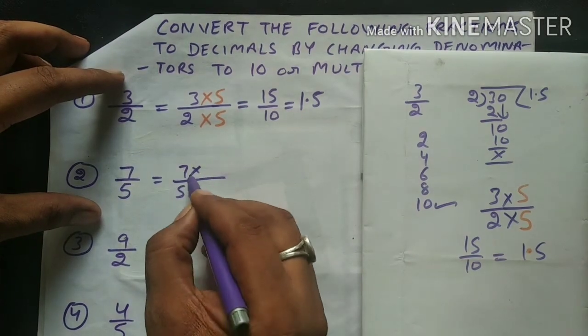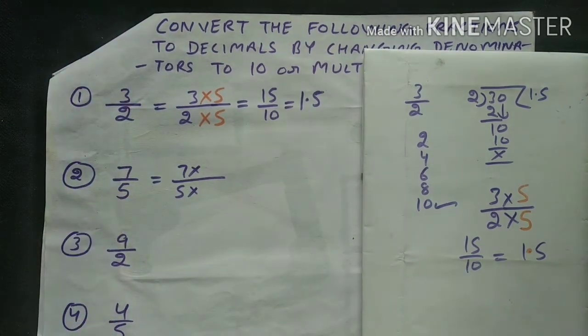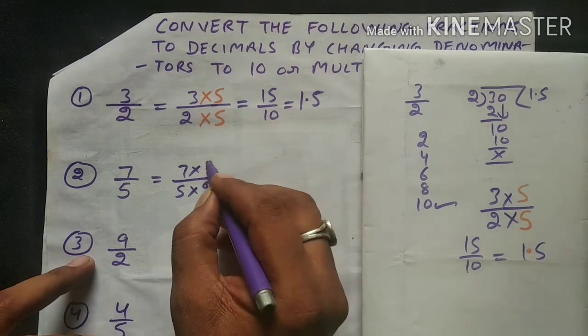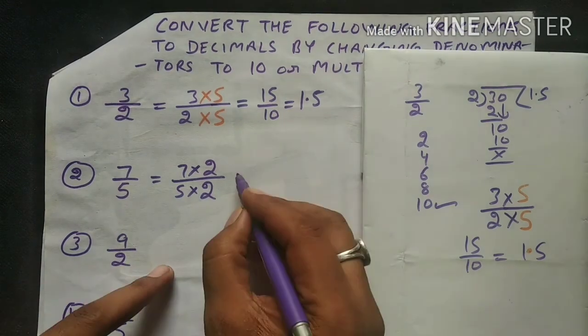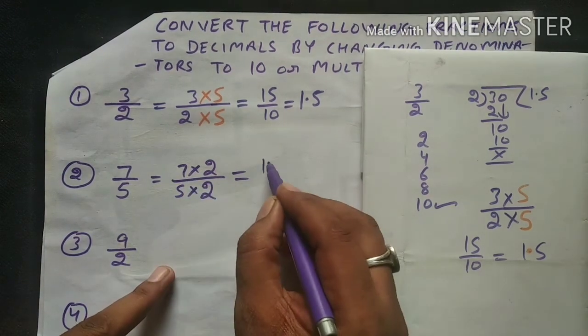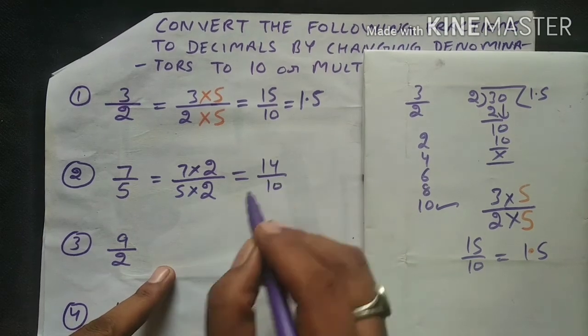In order to make an equivalent fraction, now we count the table of 5. 5 1s are 5, 5 2s are 10. Okay, now at the second place 5 becomes 10 in the table. So I will multiply this by 2 and 2, because equivalent fractions have the same value. So 7 multiplied by 2 is 14 and 5 multiplied by 2 is 10.